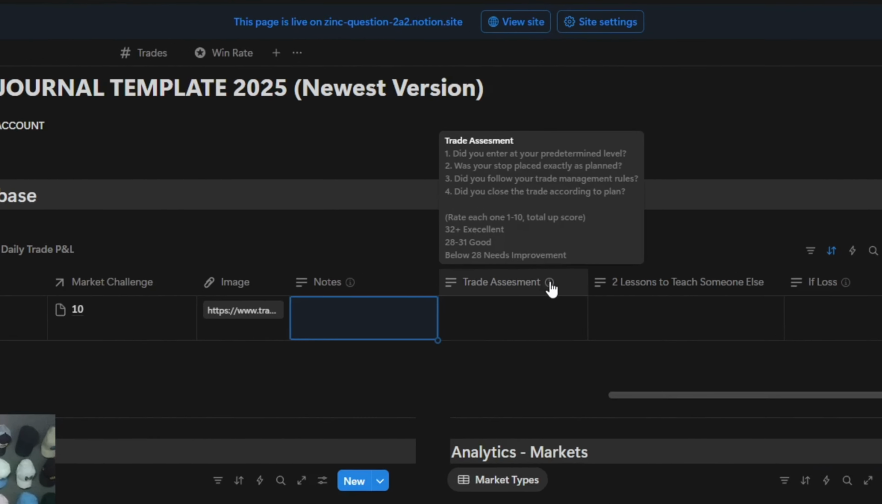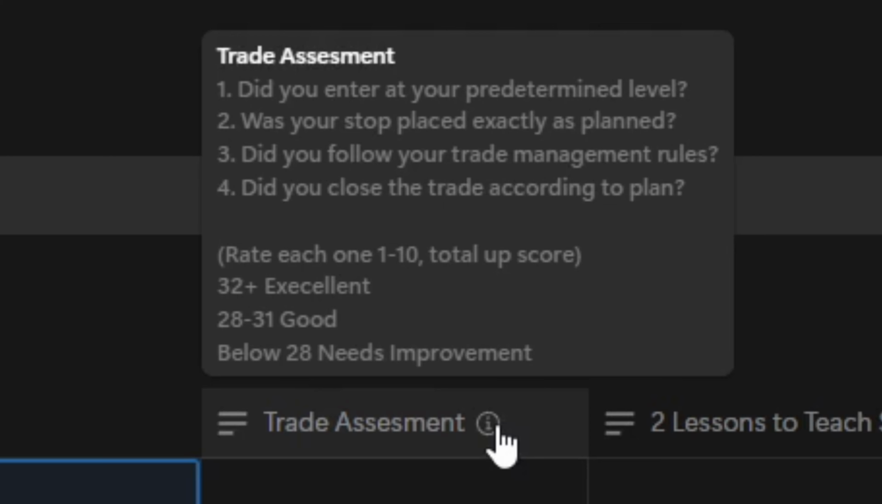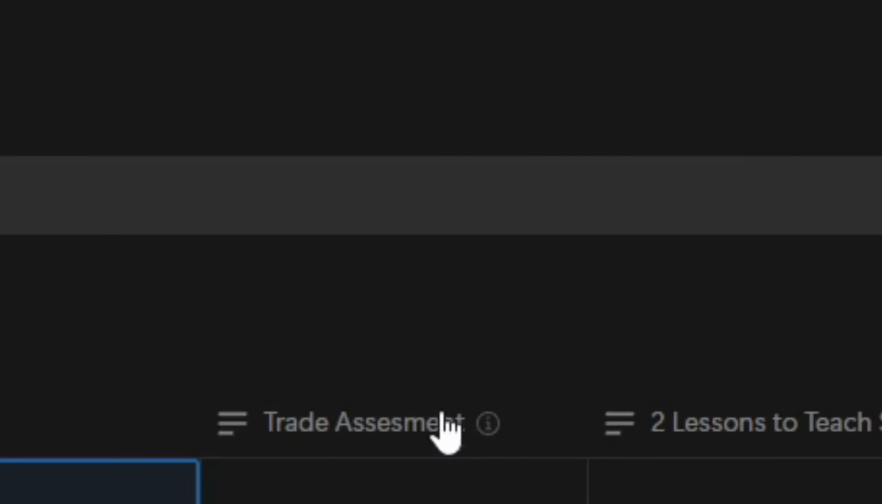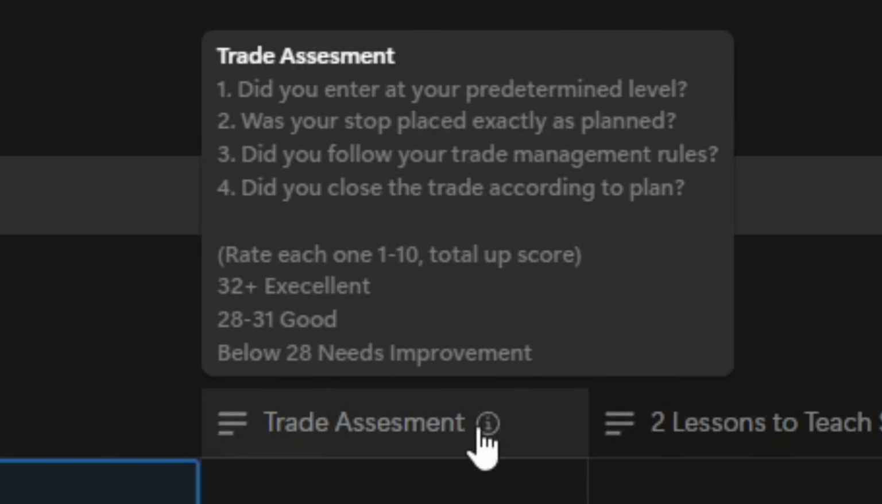The next section here is going to be the trade assessment section. If you see here, there's another information icon because it has some more guidelines for you to follow. It's going to be a 4-question assessment that you will answer and then rate 1 to 10. At the bottom here, we have different scores for your trade, and anything above 32 plus is probably an excellent trade. 28 through 31 is a good trade. And below 28 needs improvement.